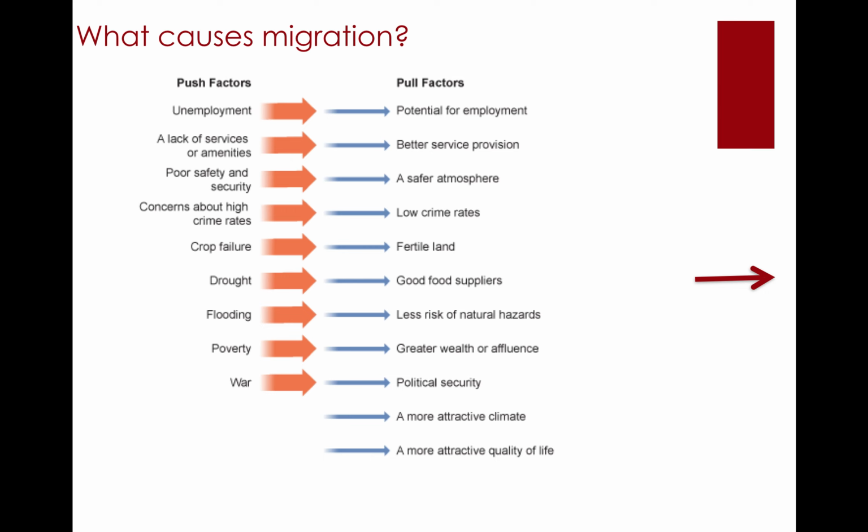Lack of services or amenities, water, cable, electricity, they're not available in a particular place. Better services in an area. Maybe that can even apply to things like there aren't strong school systems. There's not a lot of entertainment options. These can all push people out and pull them into different regions. Crop failure can be a push factor, the possibility of fertile land a pull; poverty, potential for greater wealth; war, the potential for political security. All of these have the relationship between push and pull factors.